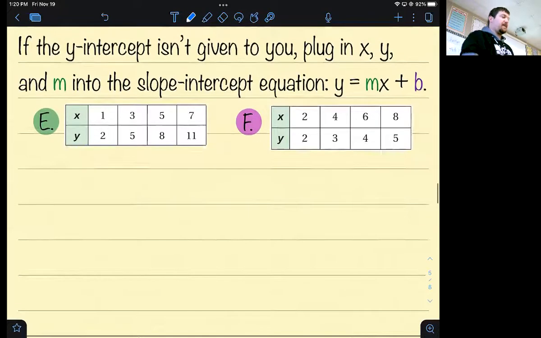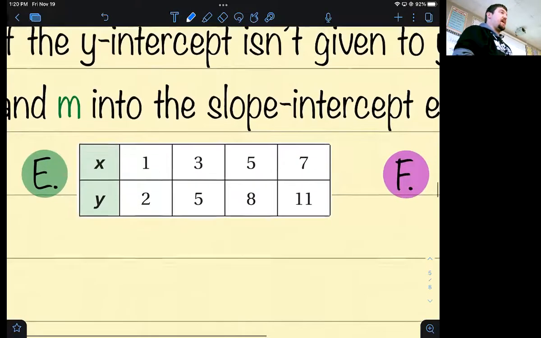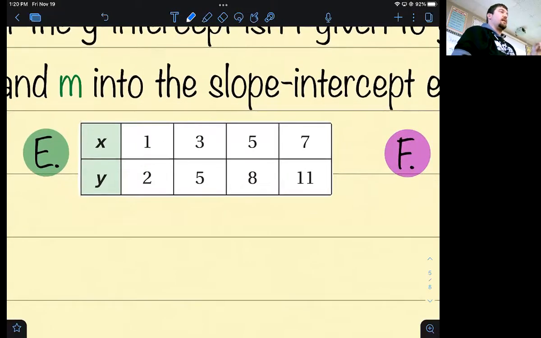Now, this is important: if the y-intercept is not given to you, then you're going to have to do some work to find it. You're going to have to plug in x, y, and m to the slope-intercept equation, and I'm going to show you what that means. Do you understand what I mean by the y-intercept not being given? There isn't an x value of 0 here, is there? So they didn't list the y-intercept on the table.